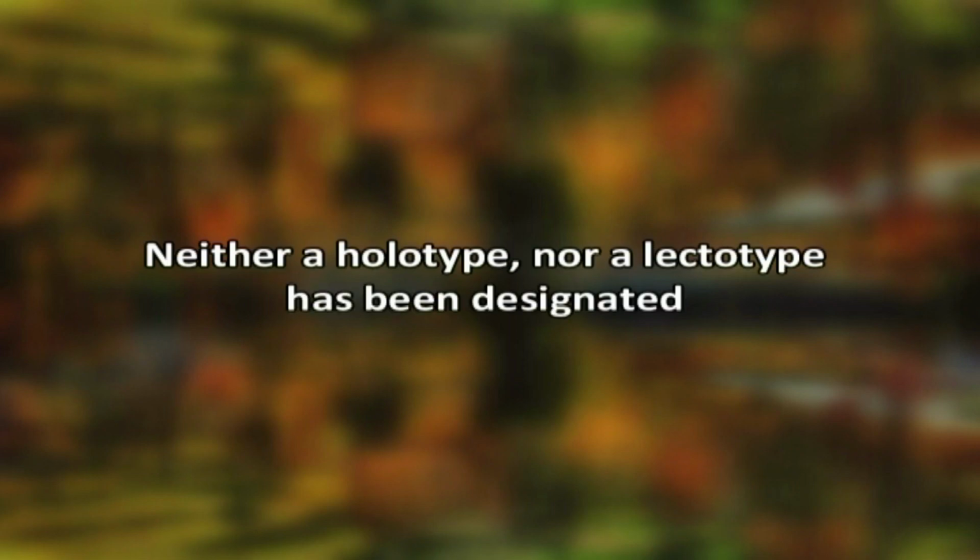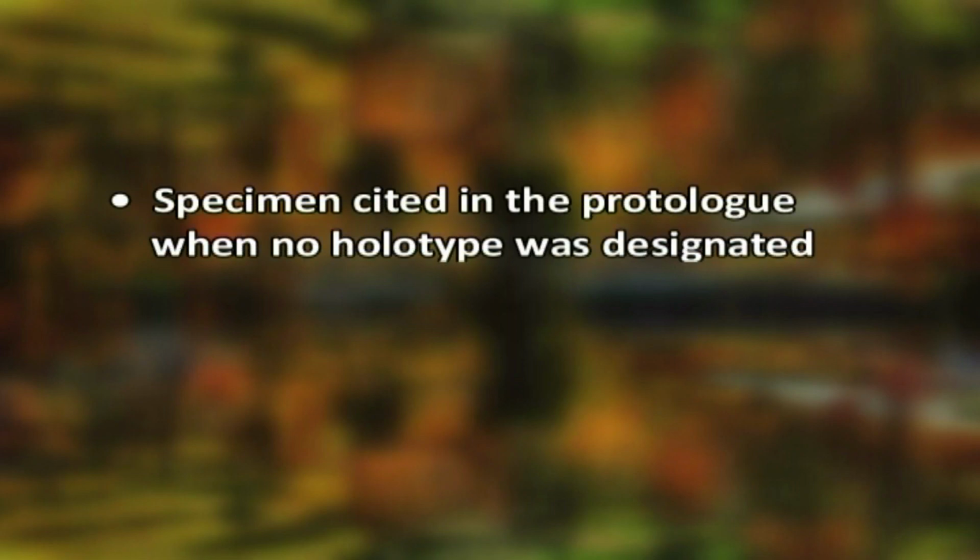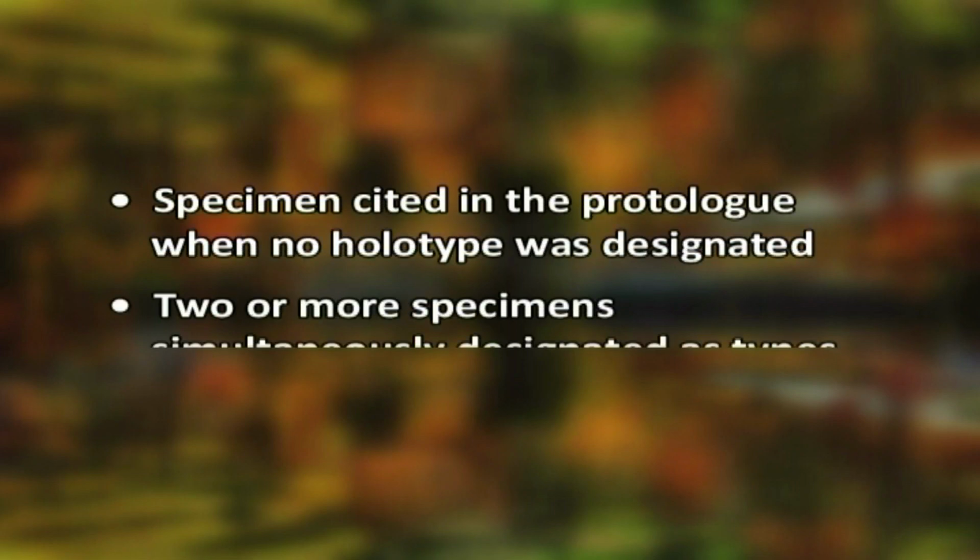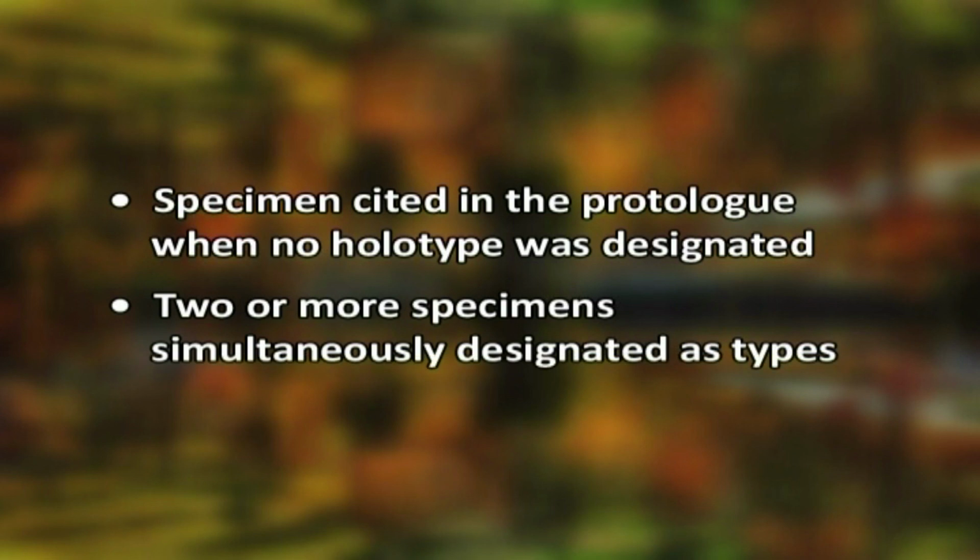A syntype is a term used to indicate specimens with a special status, and they belong to the original collection and from among which a lectotype is designated. In other words, a syntype is each specimen of a type series from which neither a holotype nor a lectotype has been designated. The syntypes collectively constitute the name-bearing types. ICBN describes a syntype as any specimen cited in the protologue when no holotype was designated, or any one of the two or more specimens simultaneously designated as types.